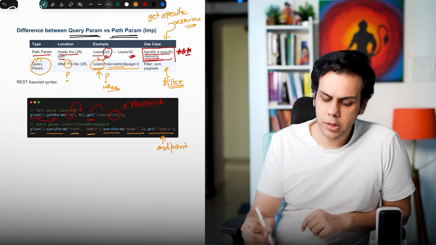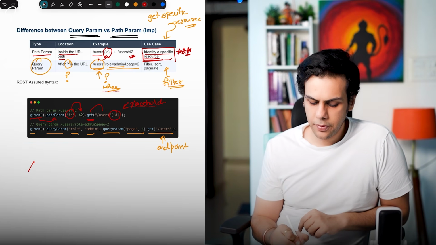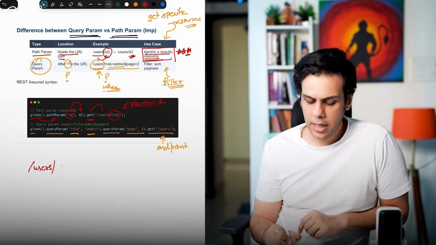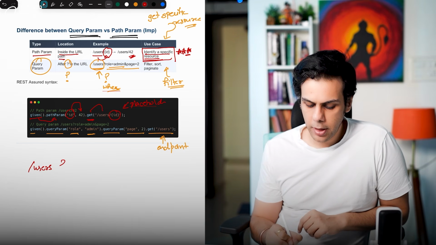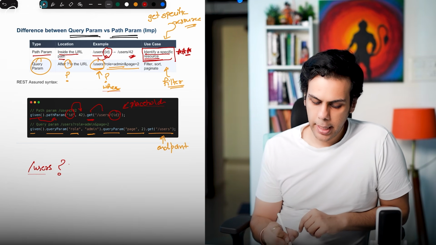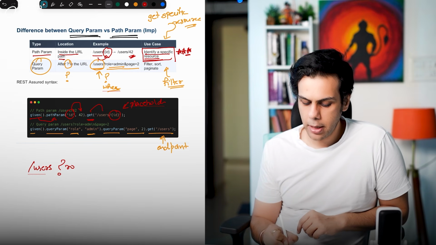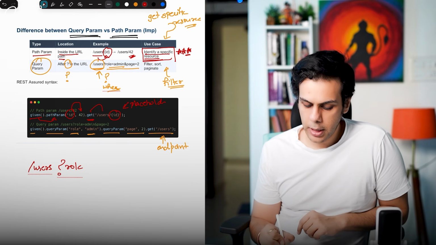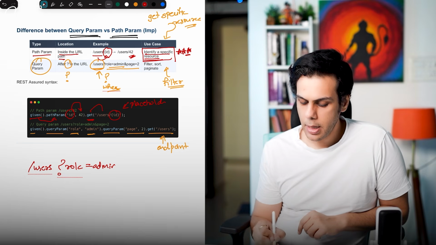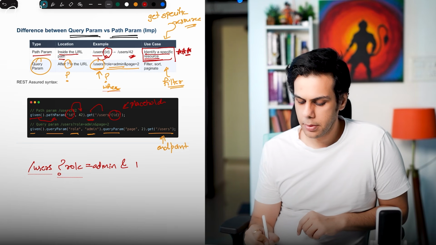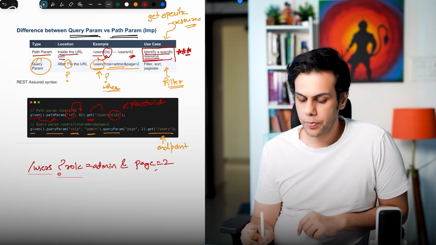And REST Assured technically adds the rest of the stuff. So over here, you're going to have users. After users, automatically there will be a question mark which will be added. And the order is going to be maintained. Role is going to be equal to admin, and page is going to be equal to 2.